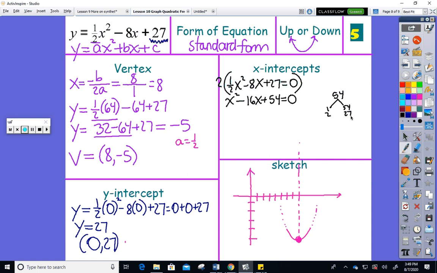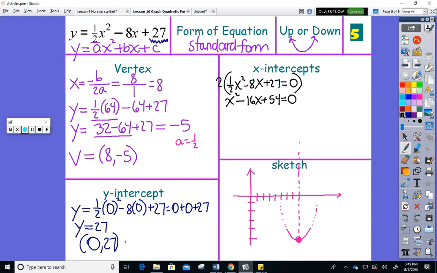That's not it. 3 and 18. That's not it. 4 doesn't go into 54. 5 doesn't. 6 and 9. I don't think, because 7, 8 don't go in, and then 9 times 6. None of those are going to add up to 16. So what I'm thinking is that I've got messy x-intercepts. So I need to figure out, can I solve this guy a different way? Since it won't factor, the answer is yes, I can.